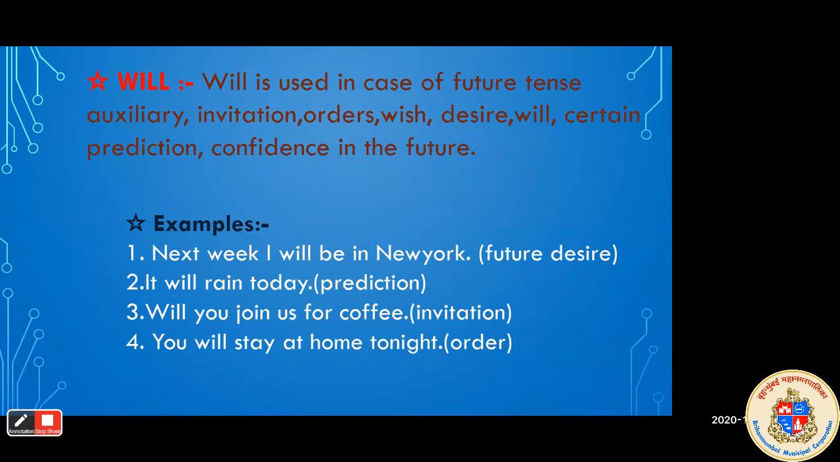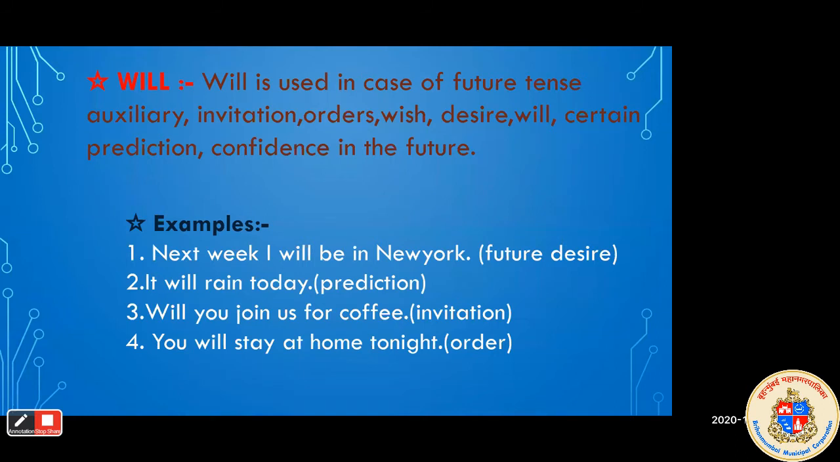Yes, very good, beta. So here, with the help of examples, we can see that we use the modal verb will while showing these expressions, for example, future desire, prediction, invitation, order. Here in the first sentence, you can see, "Next week I will be in New York." He is going to express the future thing or future desire. I will not be here; I will be in New York.